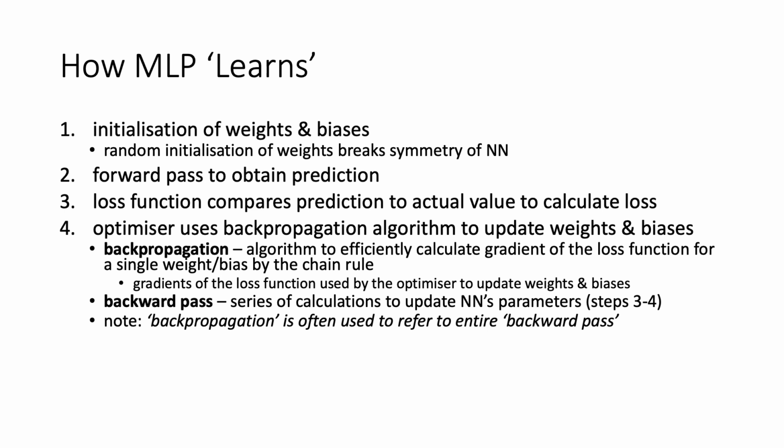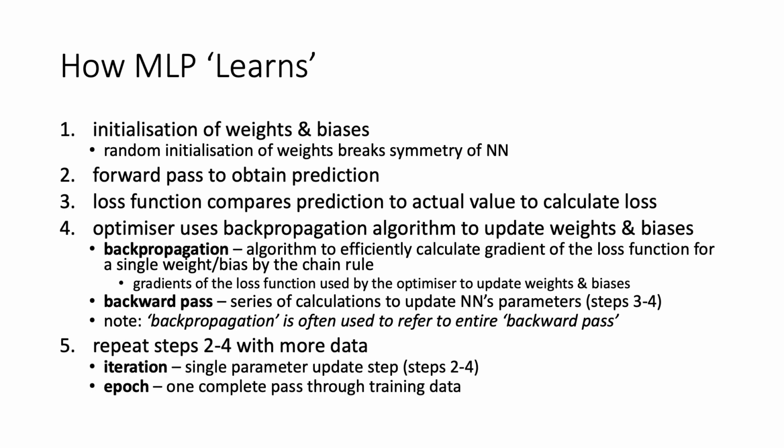The backward pass refers to the series of calculations to update the neural network's parameters described in steps 3 and 4. It should be noted that backpropagation is commonly used to refer to the entire backward pass. The forward and backward pass form a single parameter update step or iteration that is repeated, which forms a training loop. An epoch is one complete pass through or usage of all the training data. And so that's all for this video.